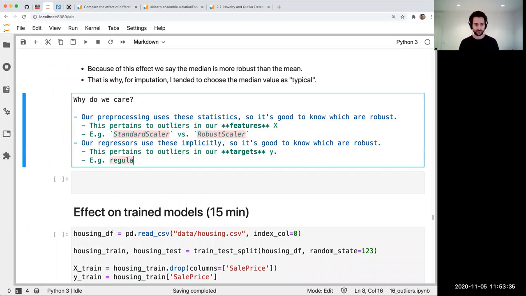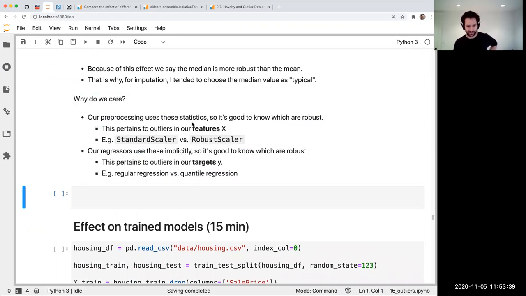I just mentioned earlier that thinking about outliers in the features and thinking about outliers in the targets, we kind of want to separate that in our brains. And this was a good opportunity to separate that. So we care about this mean median stuff in terms of pre-processing. And so outliers in X will come into play there, but we actually also care about this mean median stuff in terms of our regression.